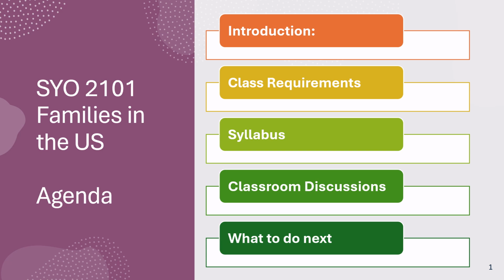Welcome to the first class for SYO 2101, Families in the United States. During this class, we will go over our introduction, class requirements, the syllabus, classroom discussions, and what to do next.